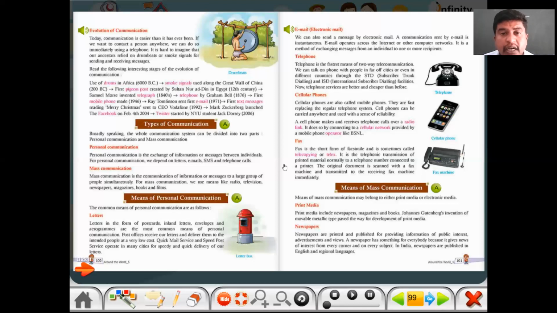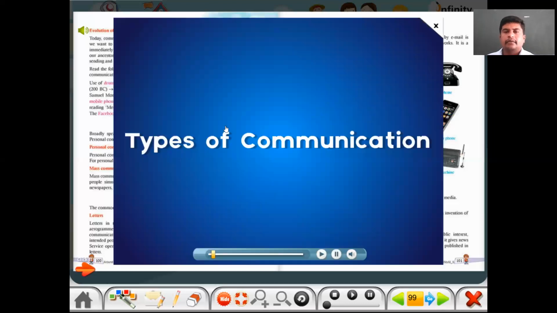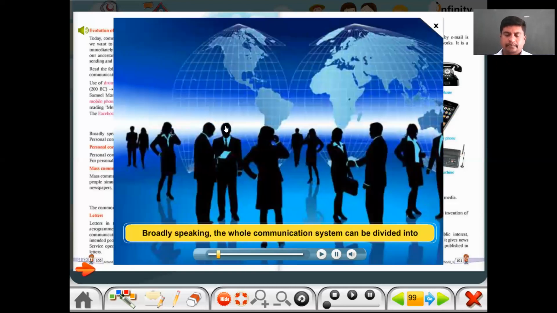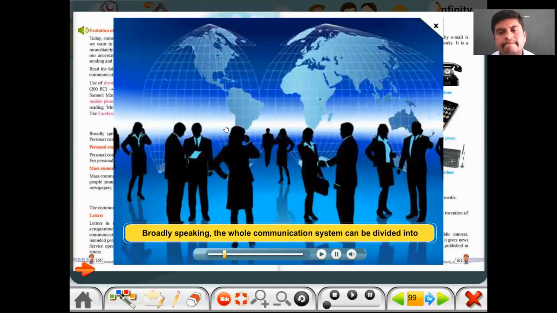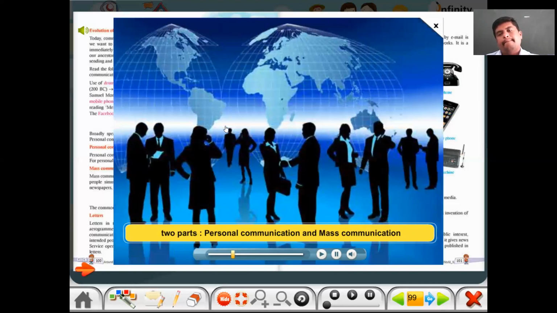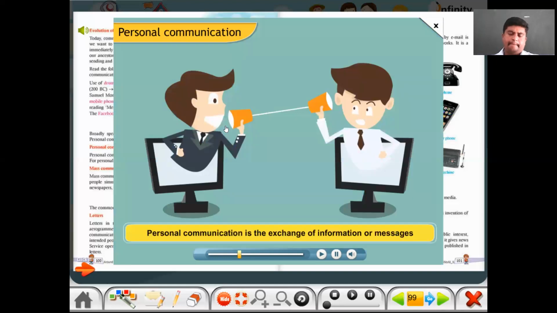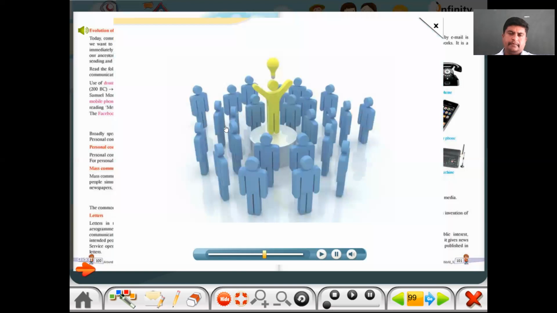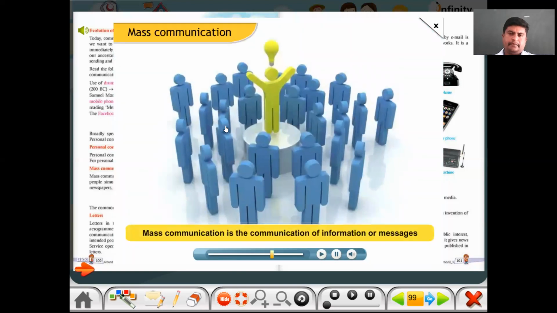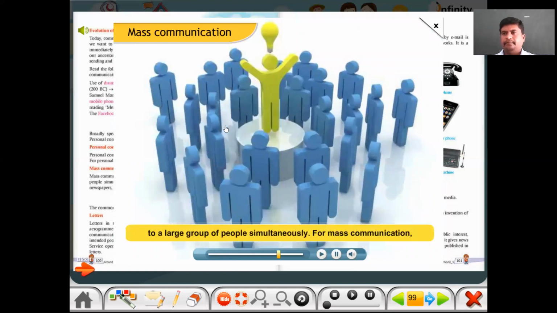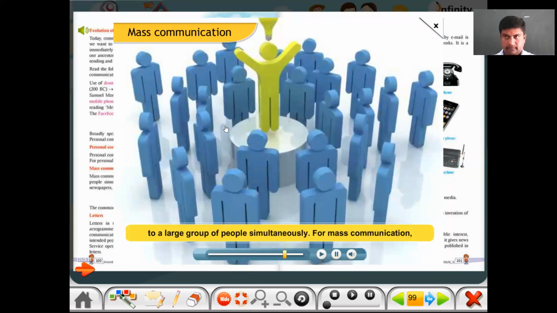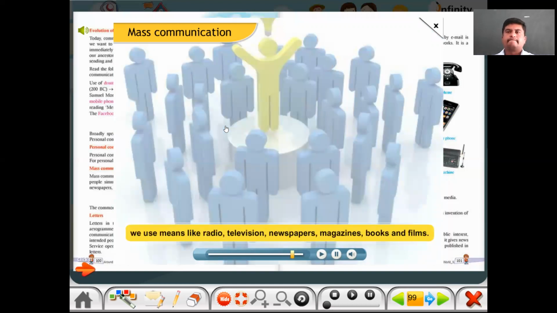Here is a beautiful animation regarding types of communication. Broadly speaking, the whole communication system can be divided into two parts: personal communication and mass communication. Personal communication is the exchange of information or messages between individuals. For personal communication, we depend on letters, emails, SMS, and telephone calls. Mass communication is the communication of information or messages to a large group of people simultaneously. For mass communication, we use means like radio, television, newspapers, magazines, books, and films.